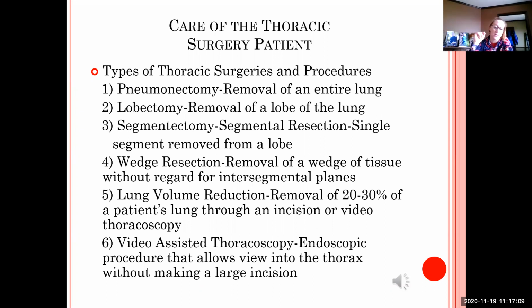Lung volume reduction is removal of 20 to 30% of the patient's lung through an incision or through a video thoracoscopy. This is sometimes used with end-stage emphysema patients. Video-assisted thoracoscopy is an endoscopic procedure that allows view into the thorax without making a large incision. So they sometimes will do a VATS for some of these surgeries without having to make a really large incision. Instead of an open thoracotomy, they might do a video-assisted thoracotomy.